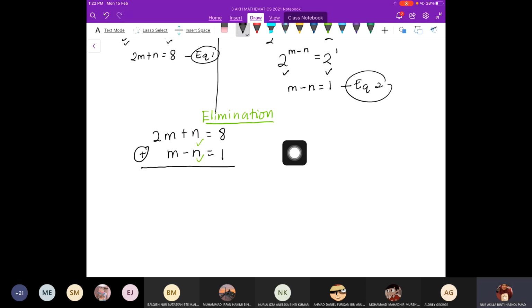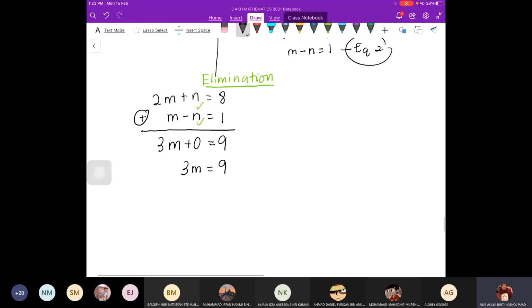So 2m plus m jadi 3m. N plus negative n, so jadi n minus n akan jadi 0. So equals to 8 plus 1, so becomes 9. So 3m equals to 9. So and then kita divide by 3, divide by 3. So m becomes 3.